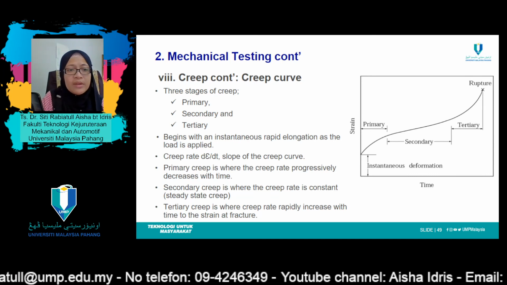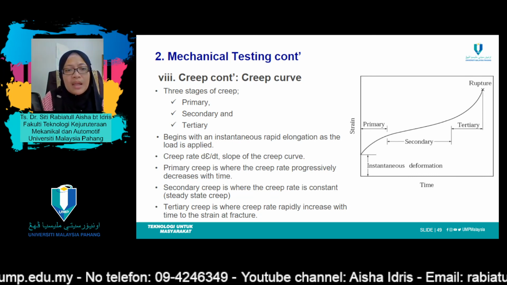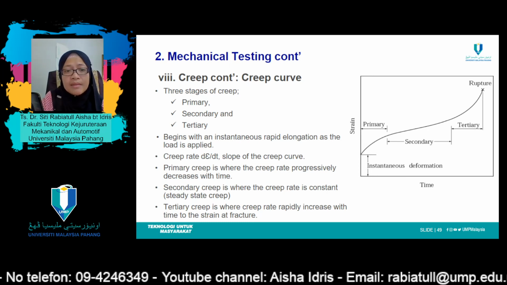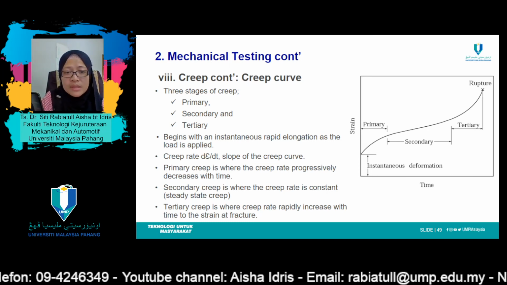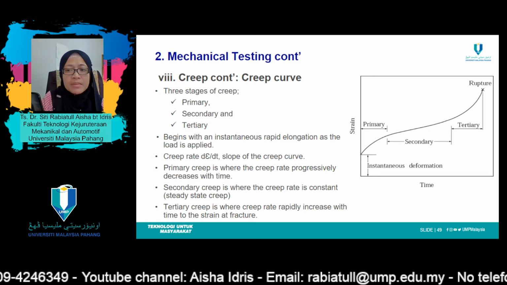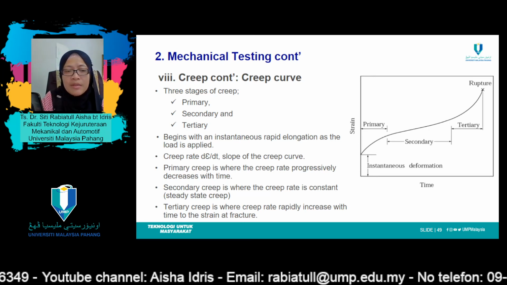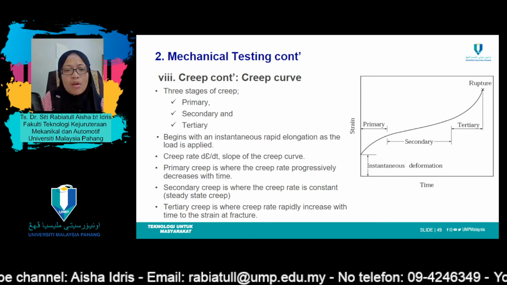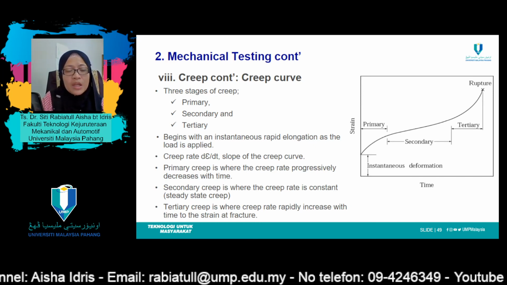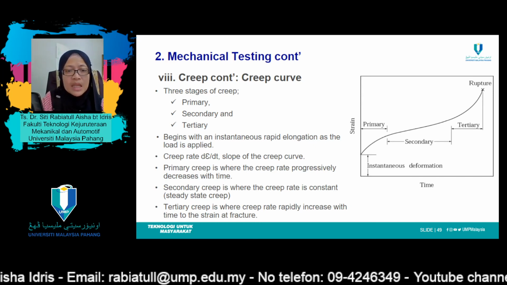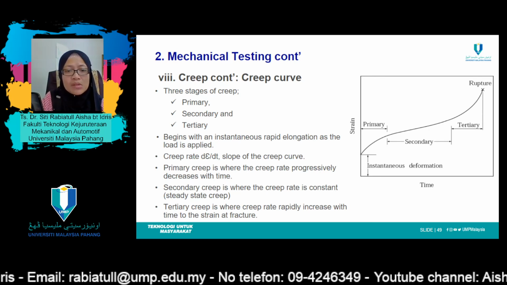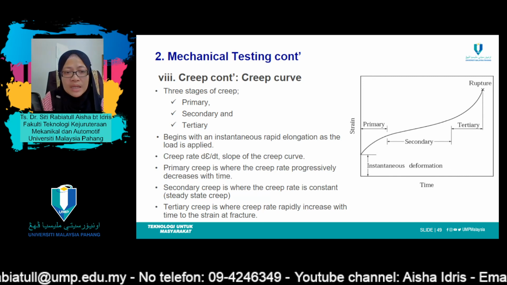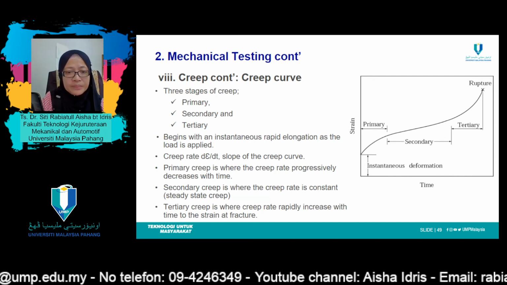For secondary creep, sometimes also called steady state creep, the rate is constant. That is, the plot becomes linear in this section. That is often the stage of creep that is of the longest duration. The constant creep rate is explained on the basis of a balance between the competing processes of strain hardening and recovery.